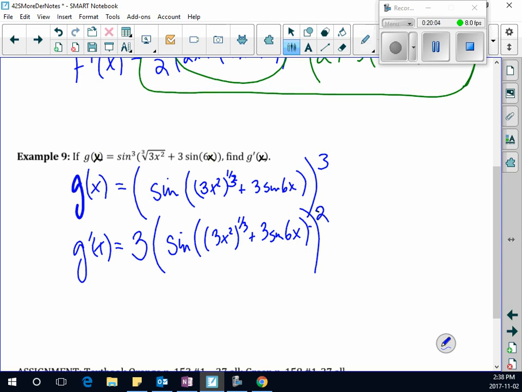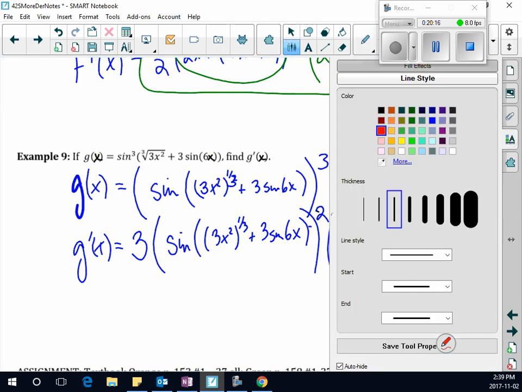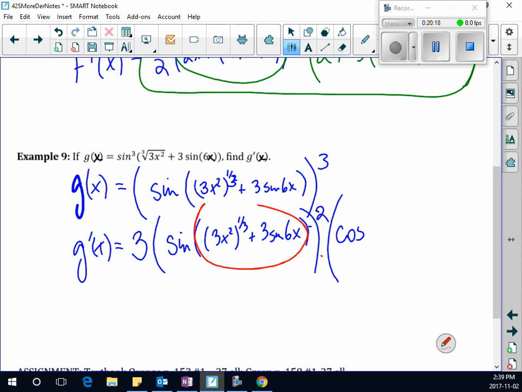The inside function is sine now, right? So it's going to be now cos of the inside function. I'm going to do the inside function so that it's red so you can see it a little bit better. The inside function is this part, right? So it's going to be cos of 3x squared to the power 1/3 plus 3 sine 6x. Bracket. Okay, so then now I need to find the derivative of this inside. Does everybody see what I'm doing?